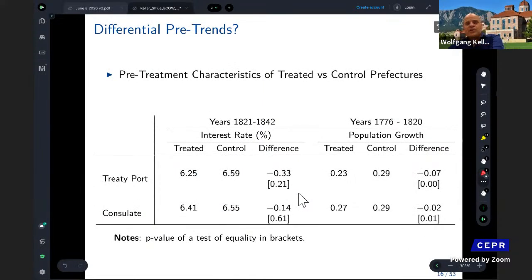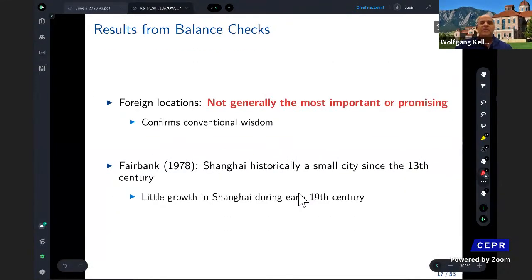Okay, this is a difference in difference. So one should ask whether there are pre-treatment characteristics that are different between treated and control prefectures. We have done this for interest rates in the pre-Opium War period, pre-end of the Opium War. We also have gone 50 years before the sample, and there are either no statistically significant differences between treatment and control, meaning where there was foreign influence versus where there was not, or the differences actually favor the control regions. And so that confirms conventional wisdom.